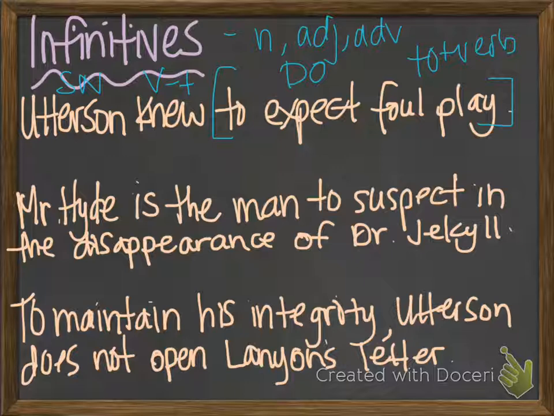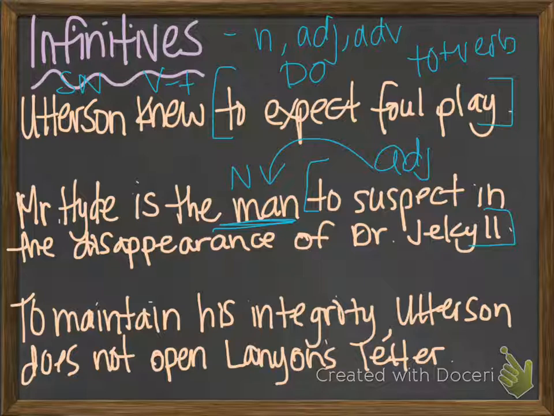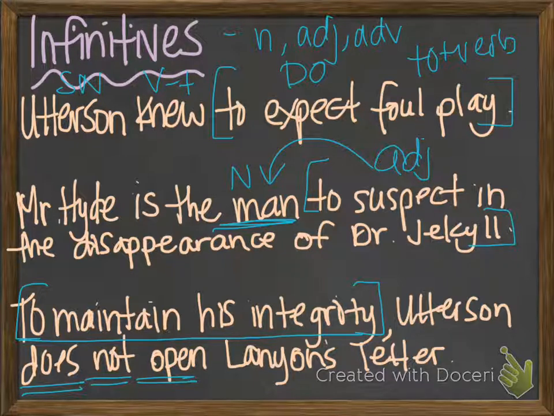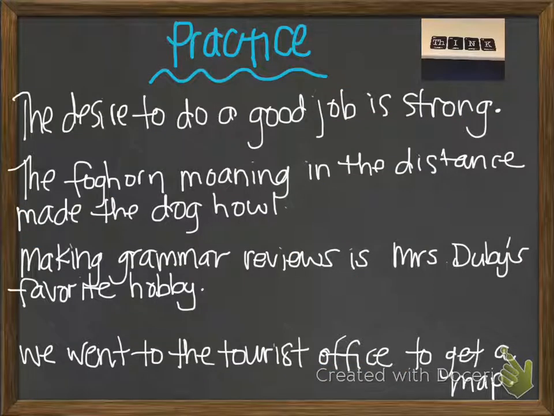Next one, Mr. Hyde is the man to suspect in the disappearance of Dr. Jekyll. To suspect in the disappearance of Dr. Jekyll is the infinitive phrase. Here it's modifying man. So if I'm modifying a noun, this infinitive phrase is going to be adjectival. And then lastly, to maintain his integrity. There's our infinitive phrase. Utterson does not open Lanyon's letter. This is why he does not open. If I'm modifying the verb open and it's telling why, then this infinitive phrase is adverbial.